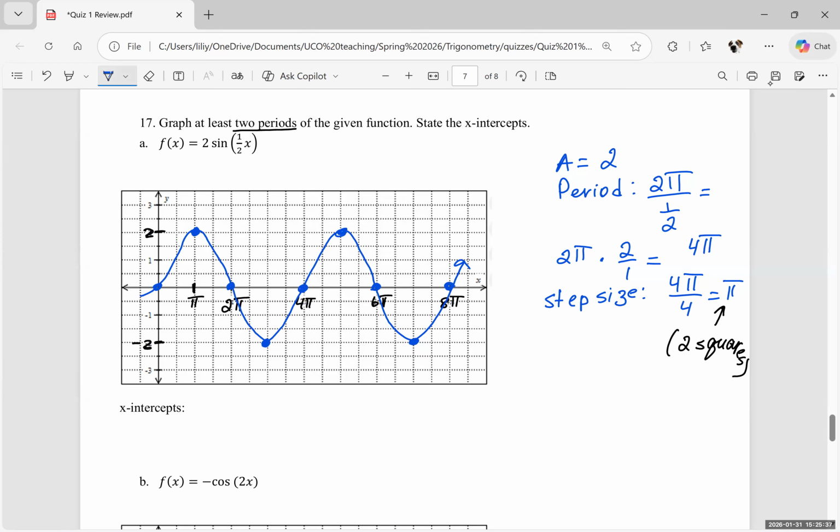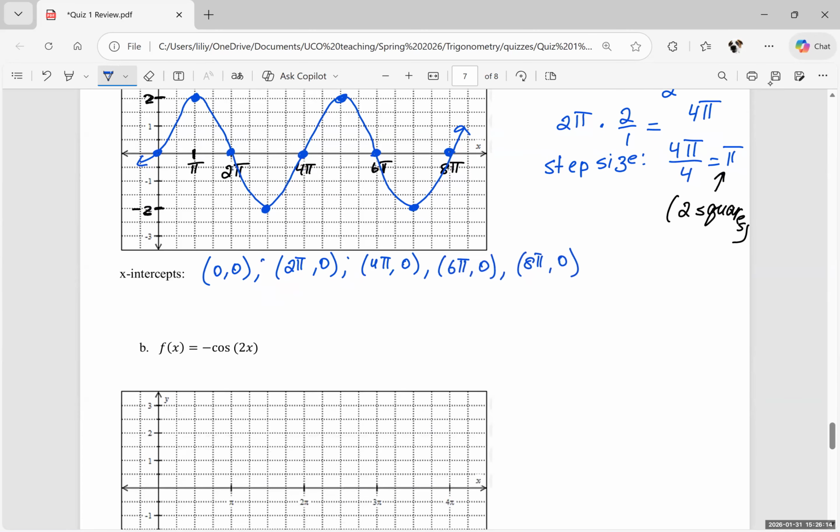X-intercepts, let's go ahead and label it here. That would be 0, 0, 2 pi, 0, 4 pi, 0, 6 pi, 0, and 8 pi, 0. I believe on the quiz I just asked you to label them on the x-axis without listing them separately. I'll add an arrow over here.